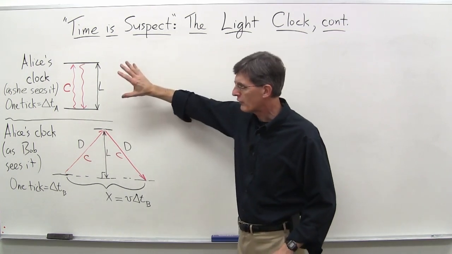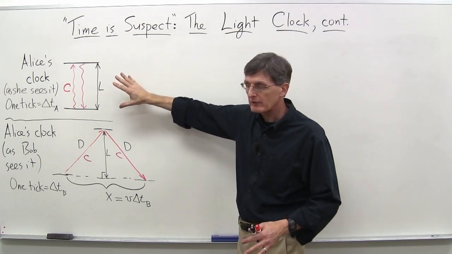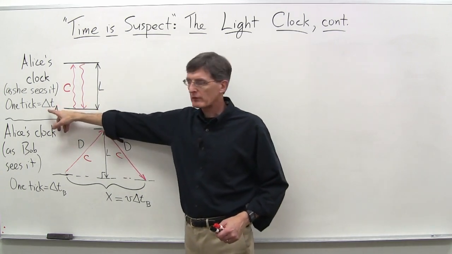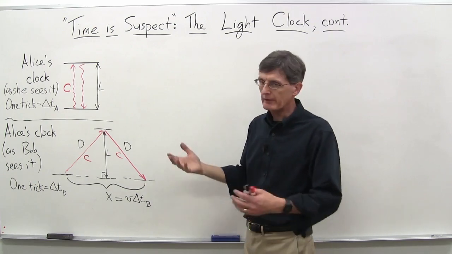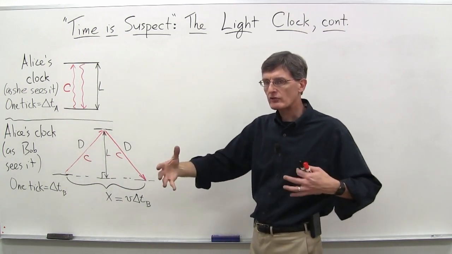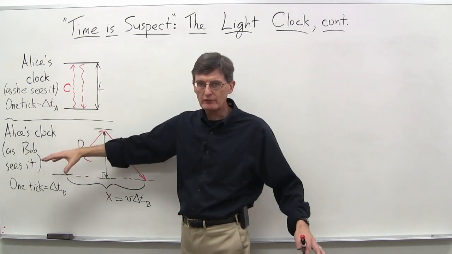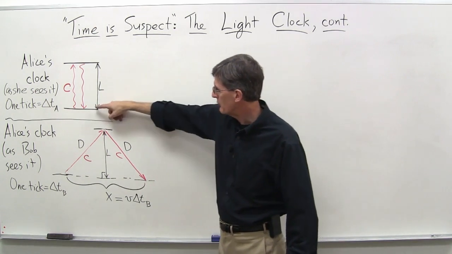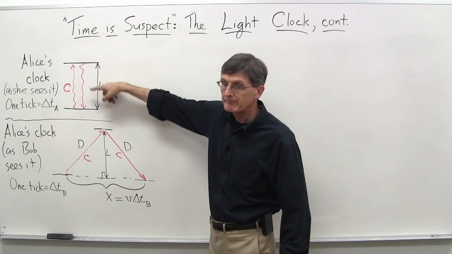So Alice's clock. This is her clock as she sees it, the special light clock we talked about, the bottom mirror, the top mirror. One tick of her clock we'll call delta T sub A. Delta, as you may or may not know, the Greek letter delta is often used as a symbol for a change in something or perhaps a lapsed time. So that's why we're using it here. There's no special meaning to it. It's just delta T sub A is one tick of her clock, which is the round-trip travel time for the light pulse to get to the top and back down again.